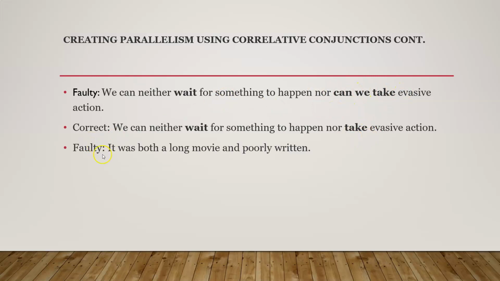Okay, so here's another example of a sentence with faulty parallel structure. It was both a long movie and poorly written. So we have both and. Right after both, we have a long movie, but right after and, we have poorly written. Now, listen to the correct version. The movie was both long and poorly written. So we got rid of some of the unnecessary words in this sentence.